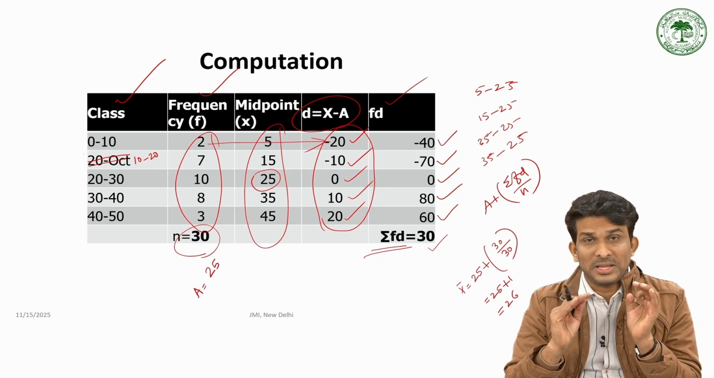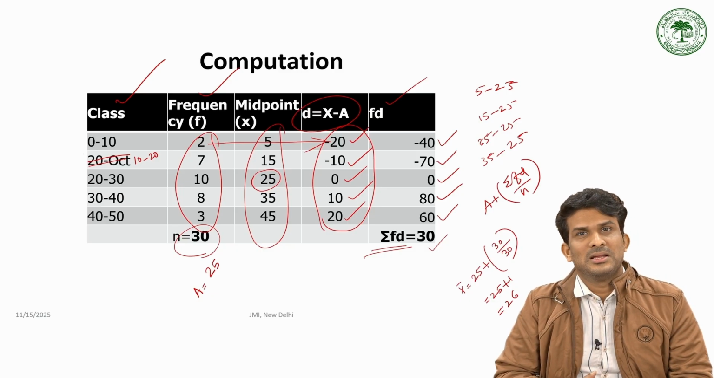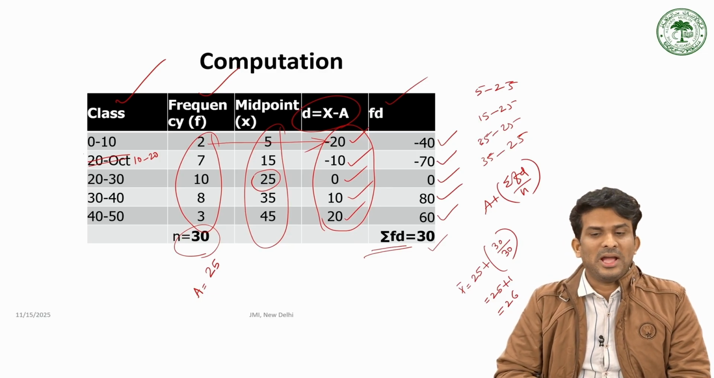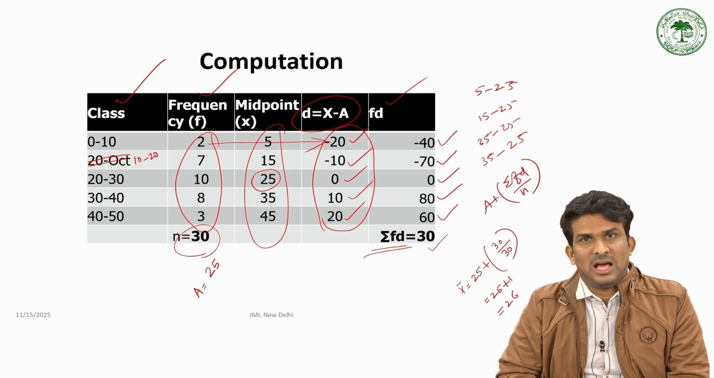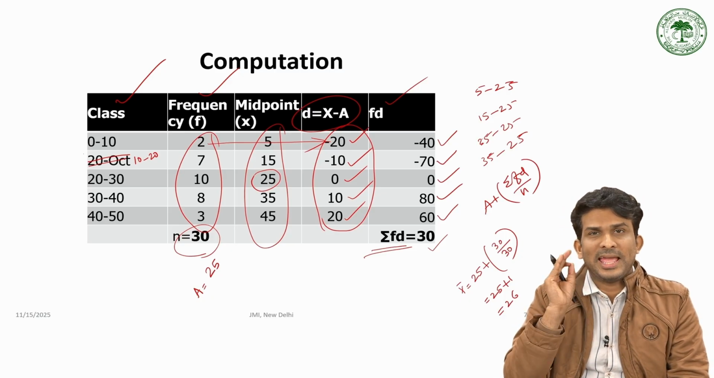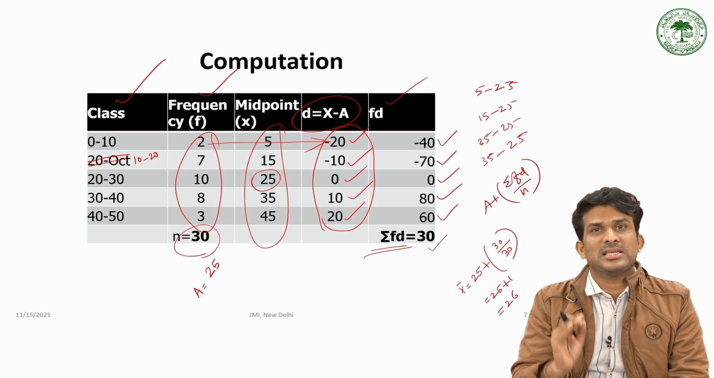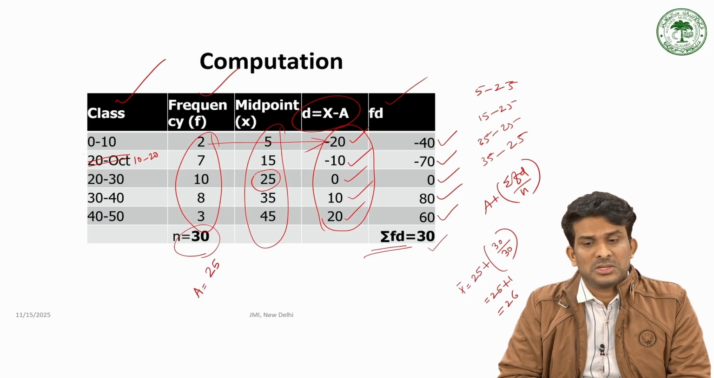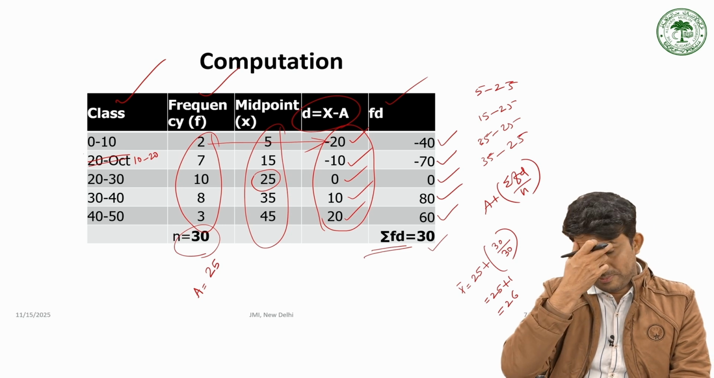Only concern, let me explain again. What is the concern? Just like normal arithmetic mean, find out the midpoint of the classes. Once you have the midpoints, select any value as an assumed mean of the frequency distribution. Here I have taken 25.